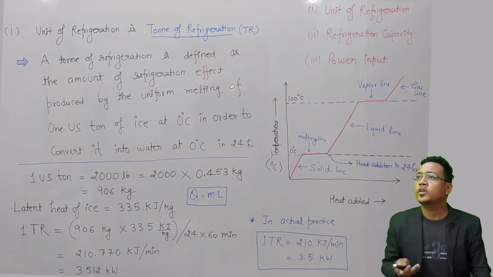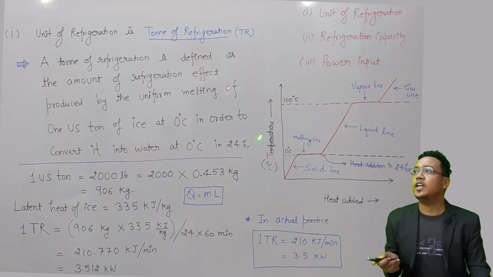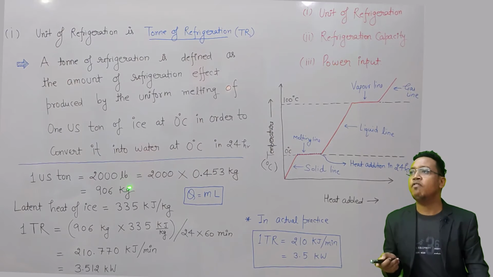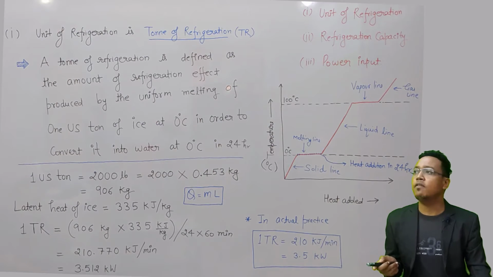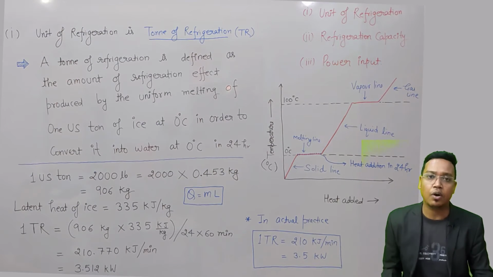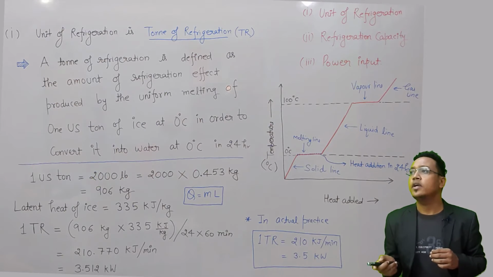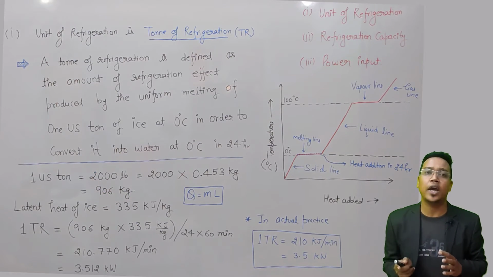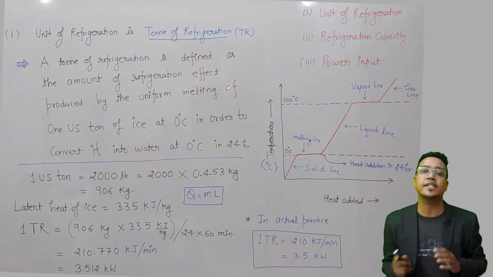See here. As per this definition, we have taken 1 US ton of ice. 1 US ton is equal to how many pounds? This is 2000 pound. Now in 1 pound how many kg? In 1 pound there is 0.453 kg. Now in 2000 pound there is 2000 into 0.453 kg. That means total 906 kg. It means 1 US ton has 906 kg.